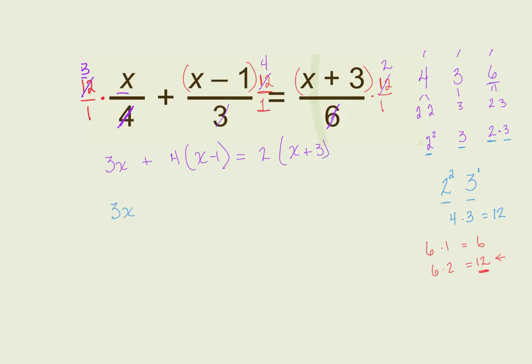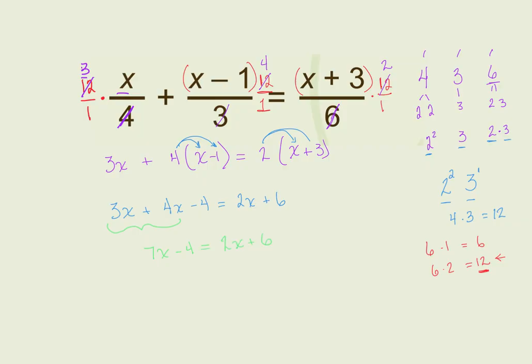I am going to get rid of my parentheses with distribution here. 4 times x, 4 times negative 1. Over here, I'm going to distribute 2 times x, 2 times 3. And then I'm going to combine my like terms over here. 3 and 4 give me 7x. I don't have any like terms on this side.